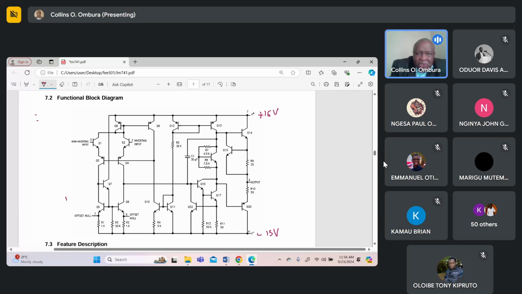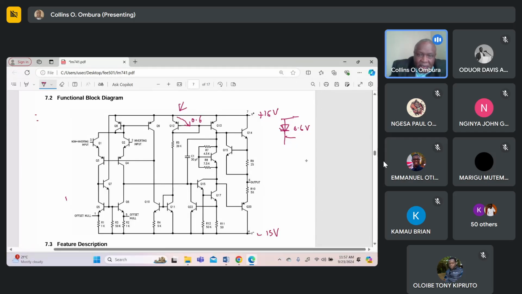So if you look at Q12 over here, if you short circuit the base of a transistor to its collector, it just behaves as a diode. So this circuit over here is just like a diode. So you're going to get this diode junction being used, and it's going to drop at least 0.6 volts between the two ends of the diode.